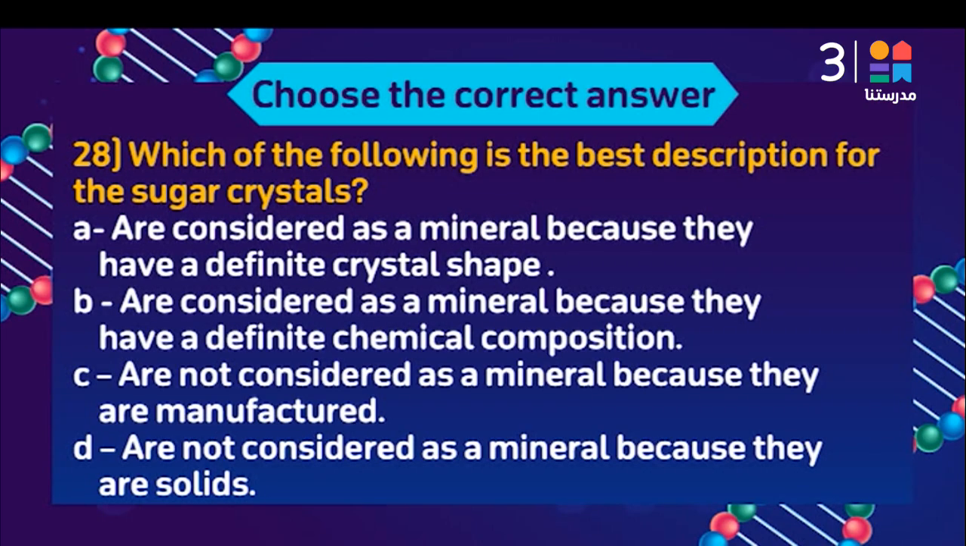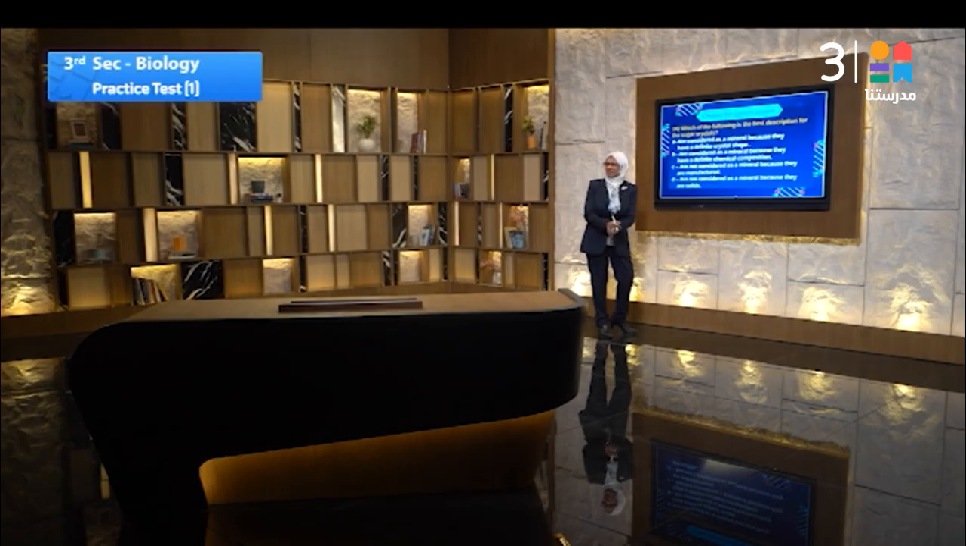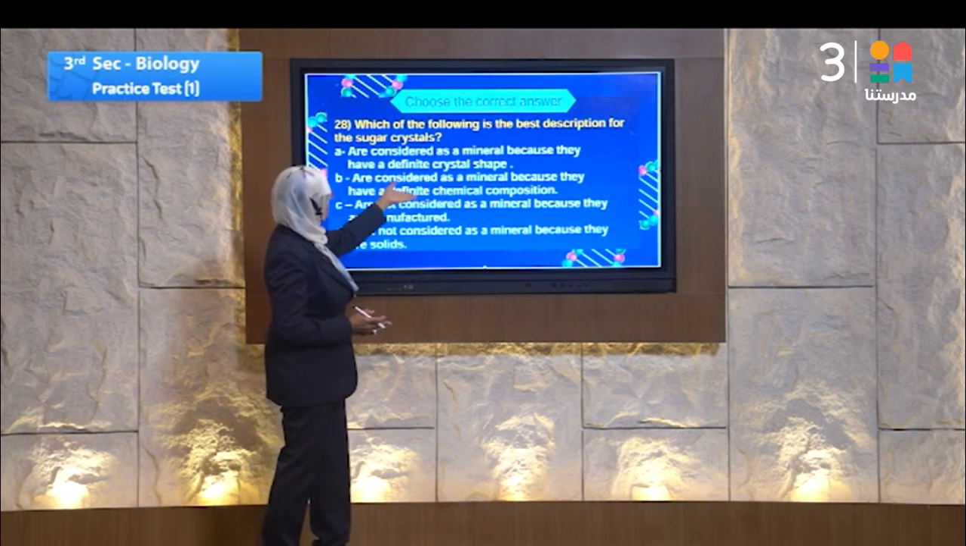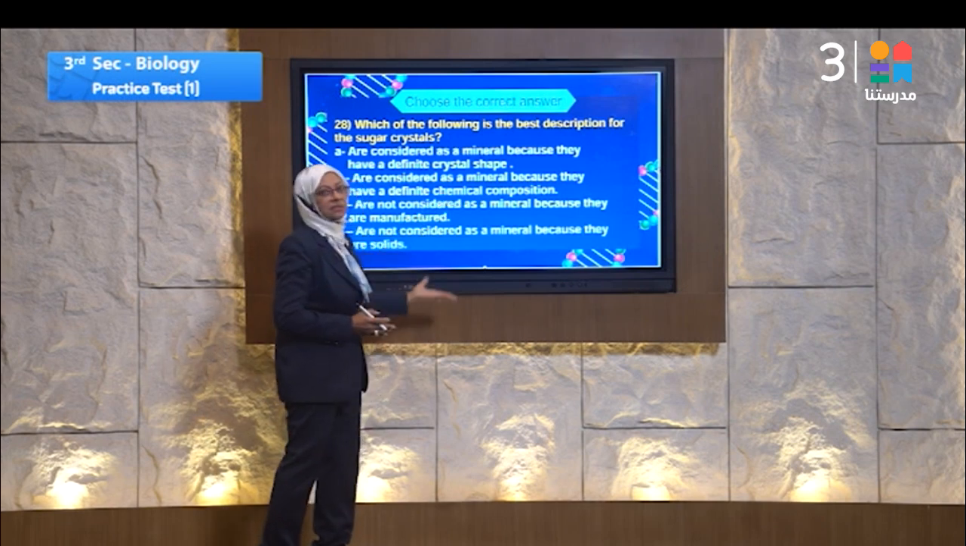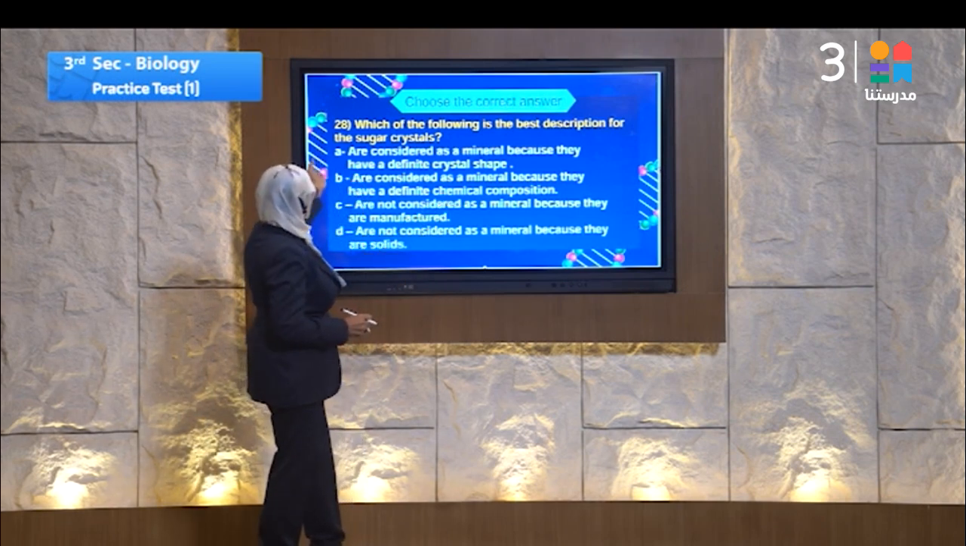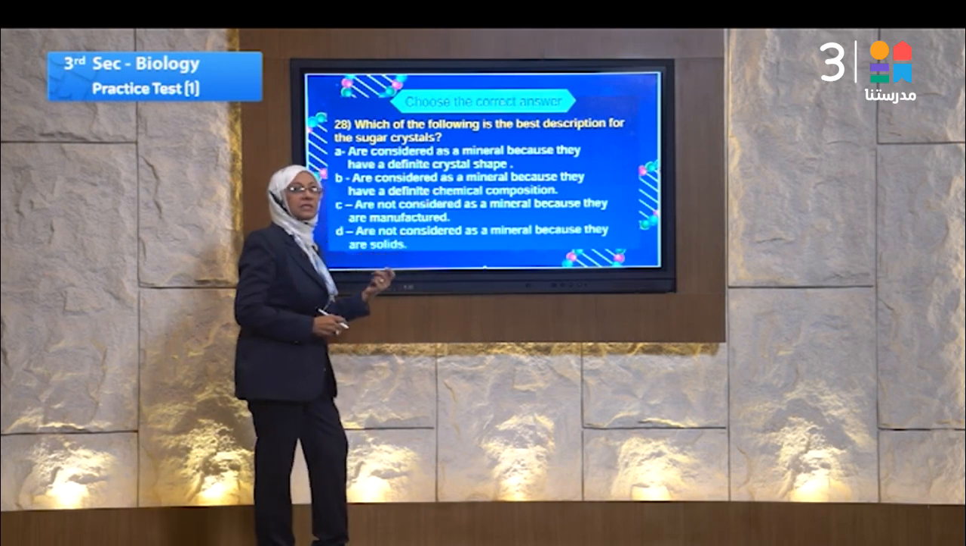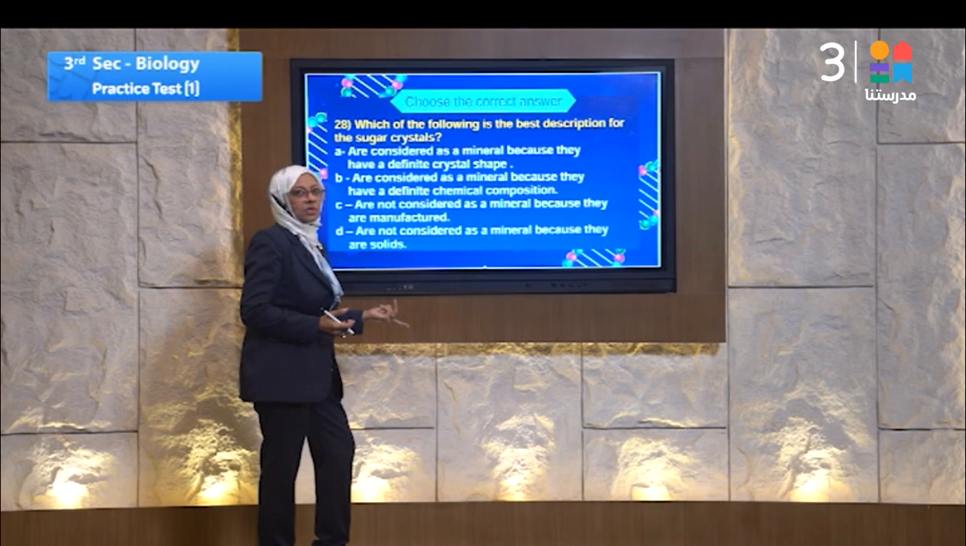28. Which of the following is the best description of sugar crystals? Yes, we go to crystals. What are the crystals? Sugar crystals. I like sugar. Let's read the choices to make the right choice. A, are considered a mineral because they have a definite crystal shape. No, it has no definite crystal shape. It's not a mineral. A mineral is the building unit of rocks. Sugar is not a rock.